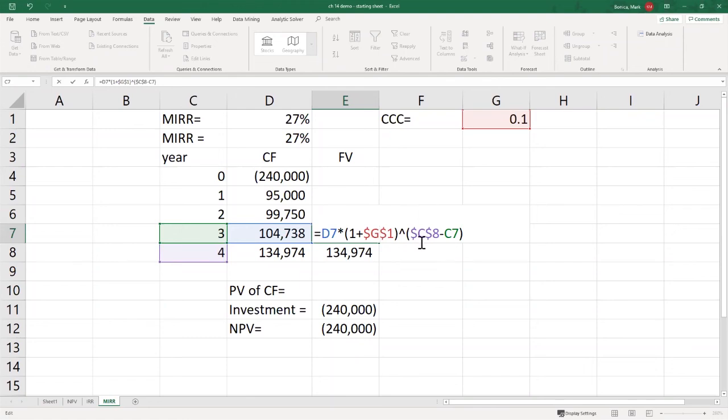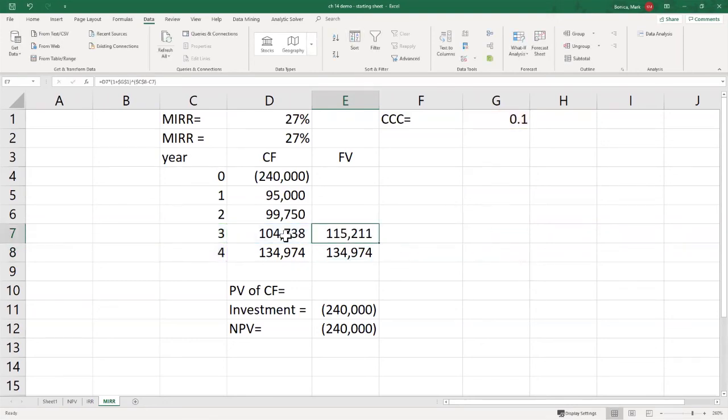But that I'm taking the end year, which is 4, locking that reference, and then I'm subtracting the year of the cash flow from it to get the number of years. The difference would be the number of years. So if I copy this up to the next cell, we'll wind up with 4 minus 2, which is going to be 2 years, right? So if I'm going from the end of year 2, I'm going to go forward 1, 2 years, right? So this formula captures that.